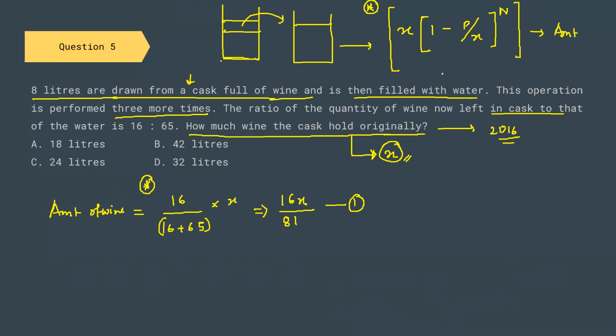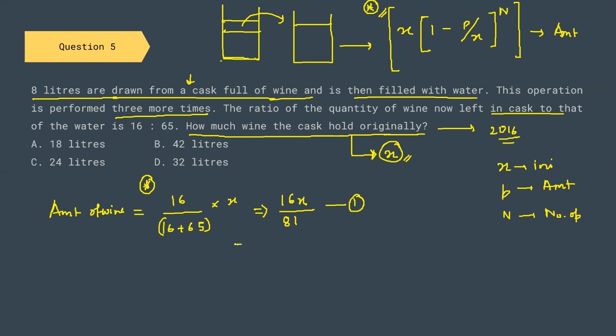So let us look into the terms. First, X is the initial quantity, P is the amount taken out, and X is again this initial quantity, and N is the number of times the operation has been performed. So every time this kind of an operation has been performed, we can use this particular formula to find out the final quantity. So we can take all the information that is given in the question and then plug all the information in this particular equation.